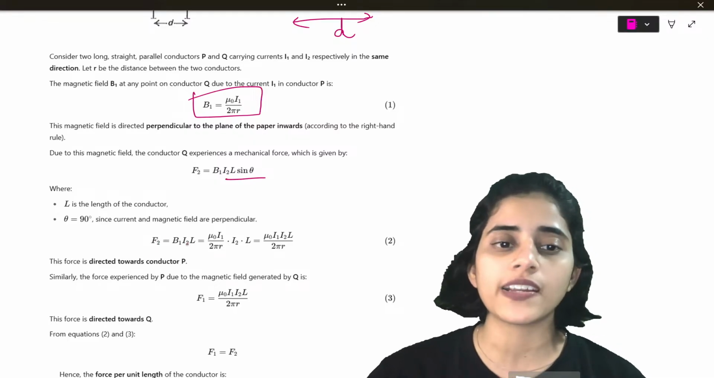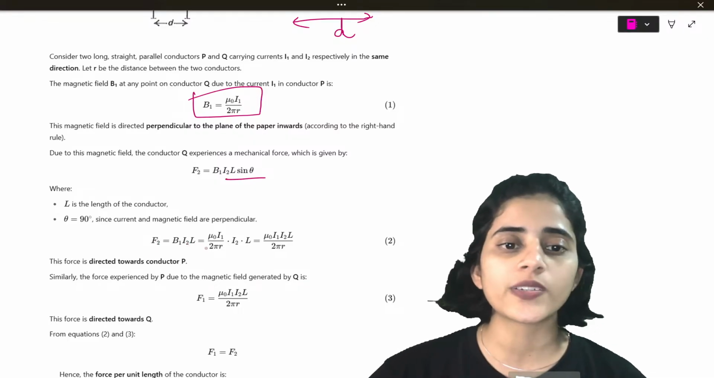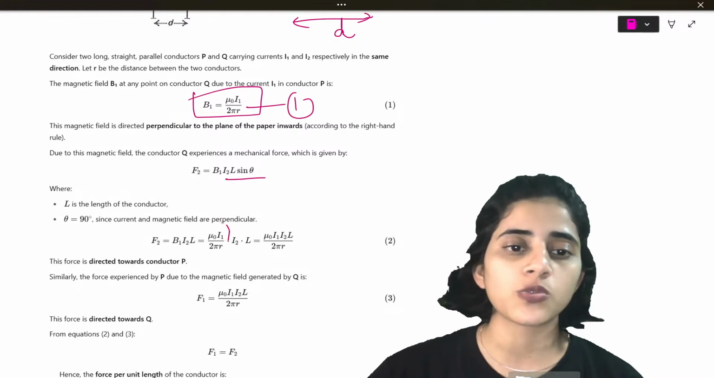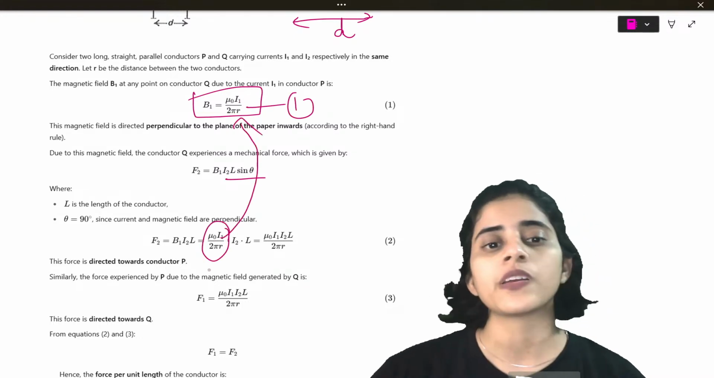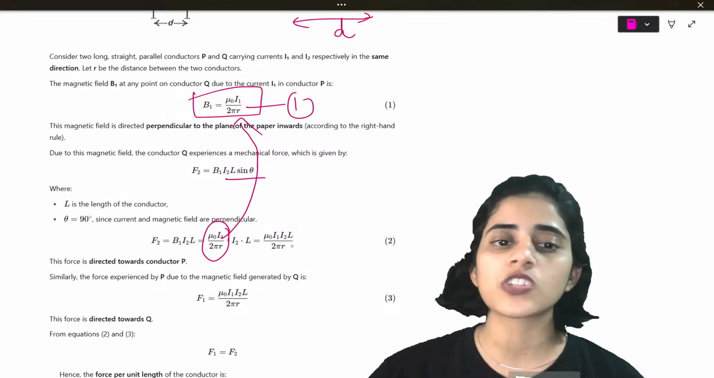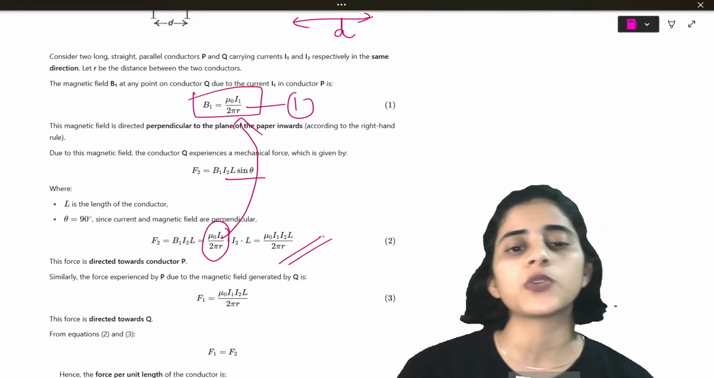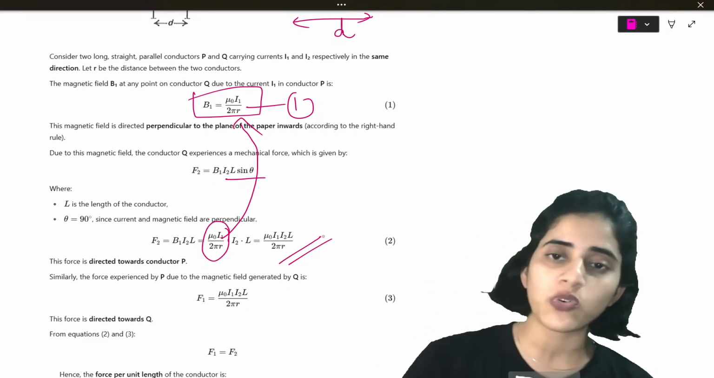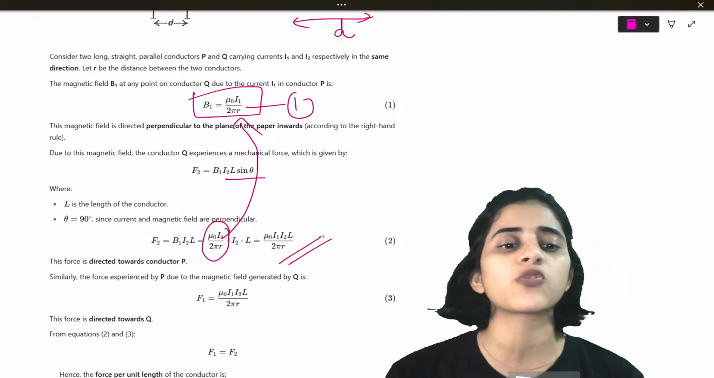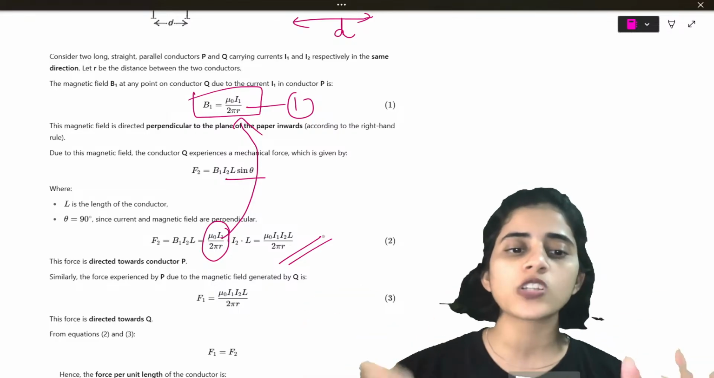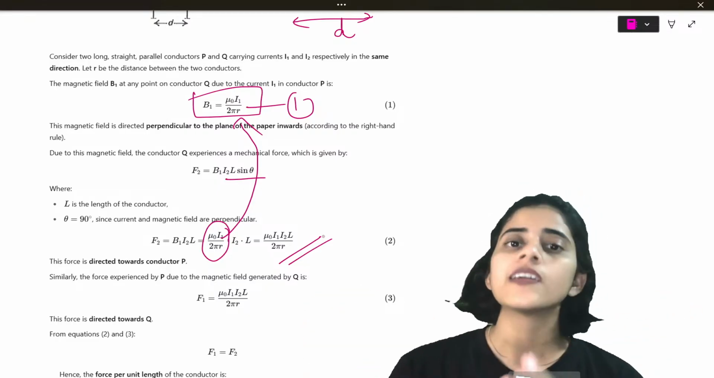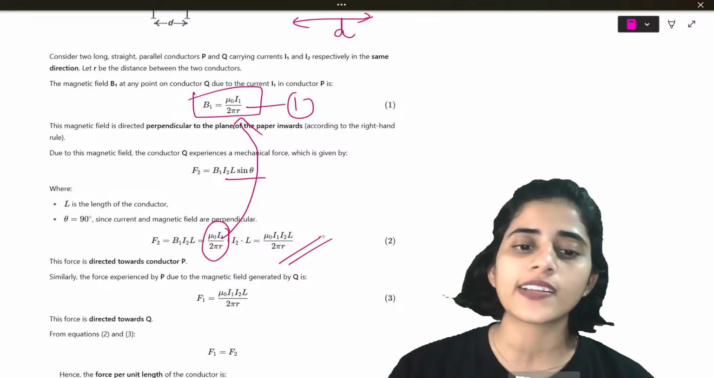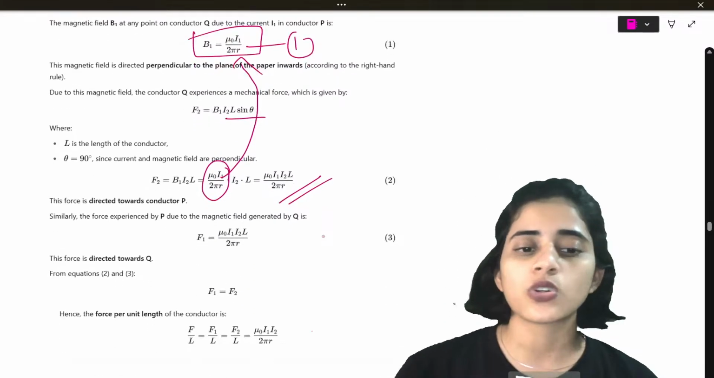So F2 will be B1 I2 L, and B is mu 0 I1 by 2 pi r. So this B into I2 L becomes mu 0 I1 I2 L by 2 pi r. If you take F2, this will be the value. If you take F1 also, this will be the value. So both F1 and F2 are equal, which means the force per unit length of the conductor will be this force divided by length, which is mu 0 I1 I2 divided by 2 pi r.